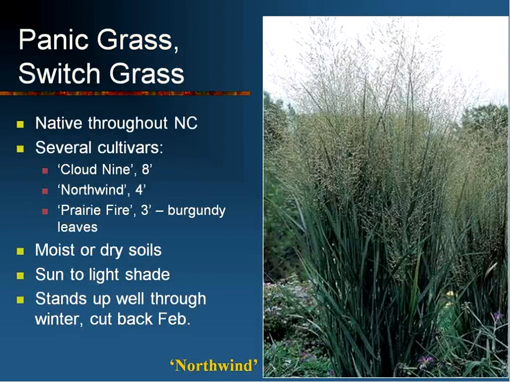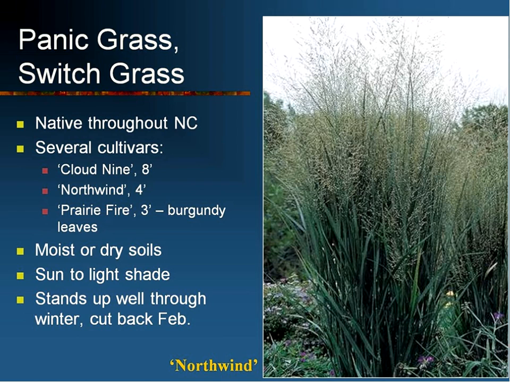And then the last one is panic grass or switchgrass, the panicums. This is one that's native to most of the eastern half of the United States. It has a very, very large native range. There are a lot of selections available. One of my favorites is North Wind, which is in the picture here. It's a nice, tight, upright one that gets about 4 feet tall. There's an enormous one called Cloud Nine that gets 8 feet tall. And a newer one called Prairie Fire, which is only about three feet tall, but it has nice burgundy foliage. So that's one definitely to look out for.